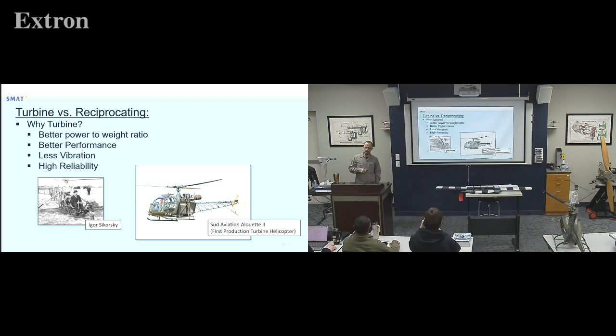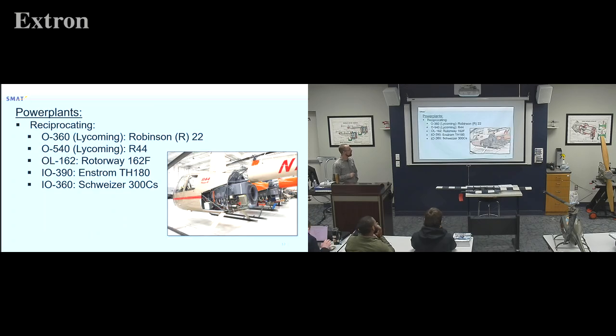So, anyway, this is Sikorsky's Alouette on the right. Power plants, reciprocating. This is where I don't feel like I gave you everything because I'm not trying to overload you. But I could get into really gory details here. So you have the Robinson power plant, reciprocating O-360.